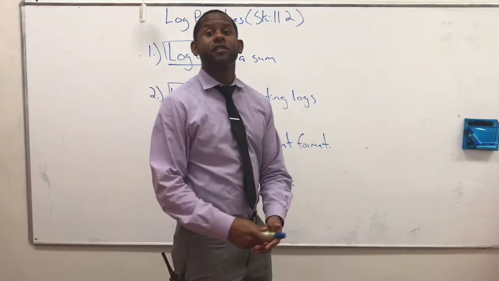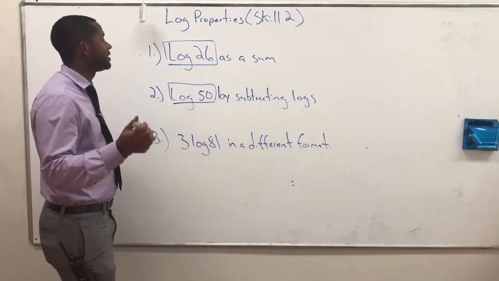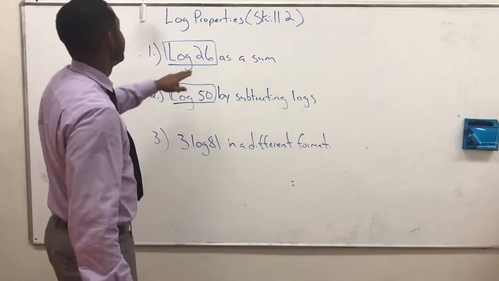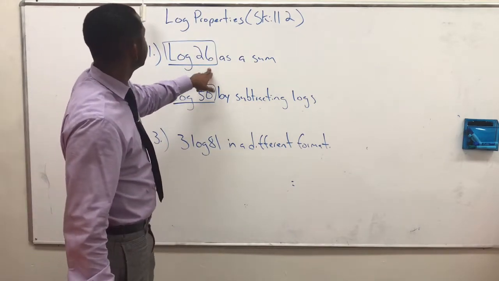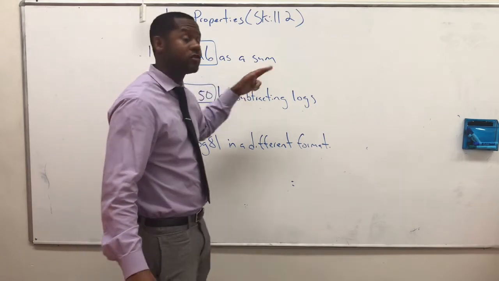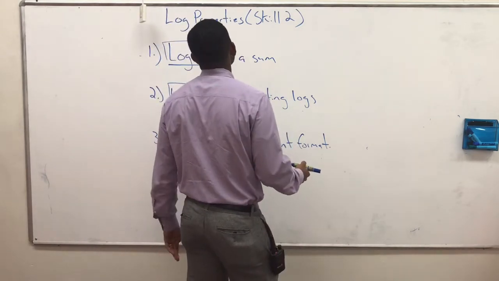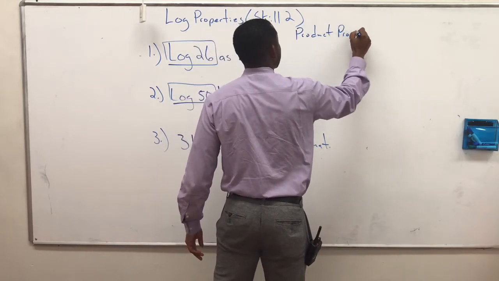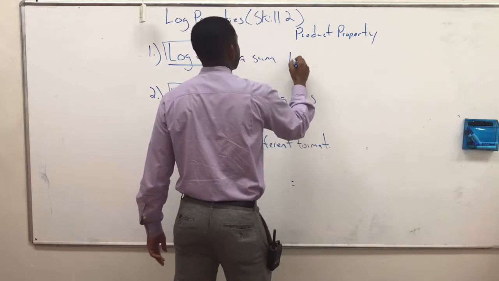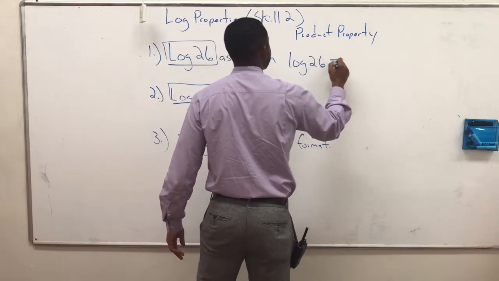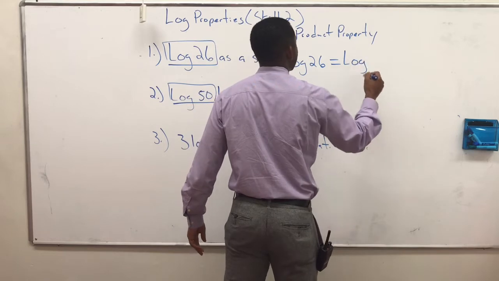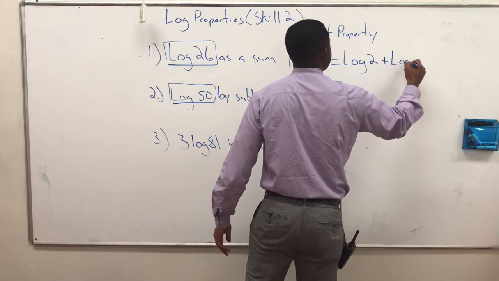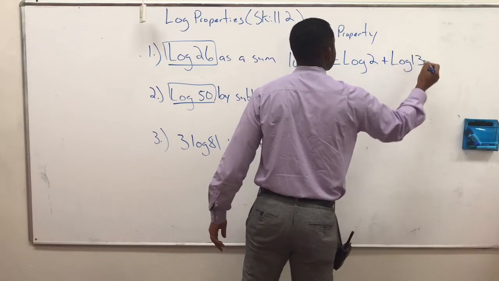Alright, so now this is another part of skill 2, log properties. You want to go ahead and get these down, do them before I've done them to see if you're on the right track, alright? So we're talking about writing a log of 26 as the sum of two logs. This is the product property of logarithms, because the log of 26 is the same as log of 2 plus the log of 13, right?